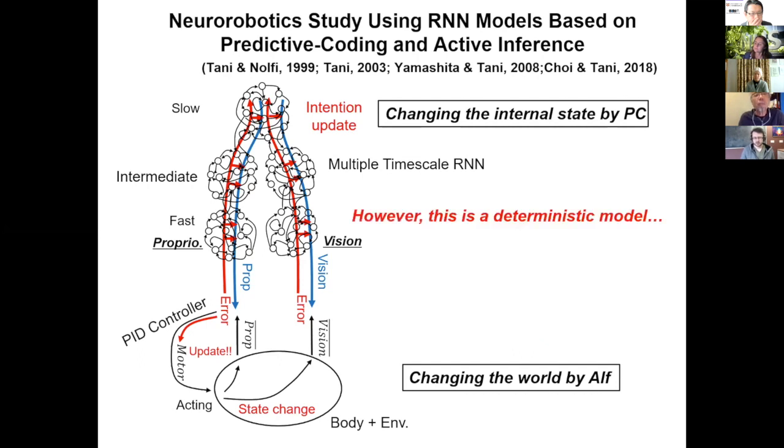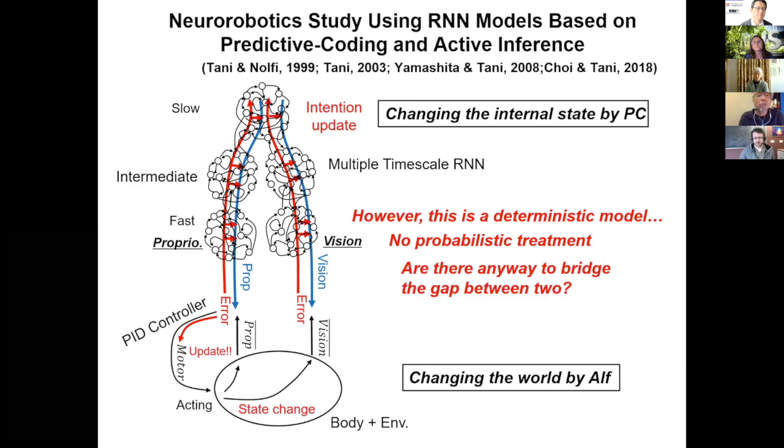However, we have worked on deterministic recurrent neural network models, which cannot treat probabilistic phenomena well. So the question is whether there is any way to bridge the gap between deterministic models and probabilistic models. The answer might be free energy minimization.